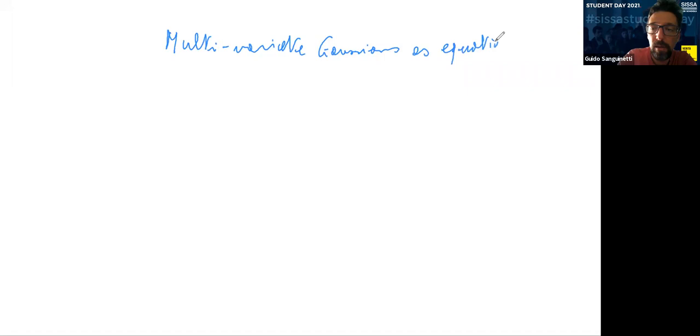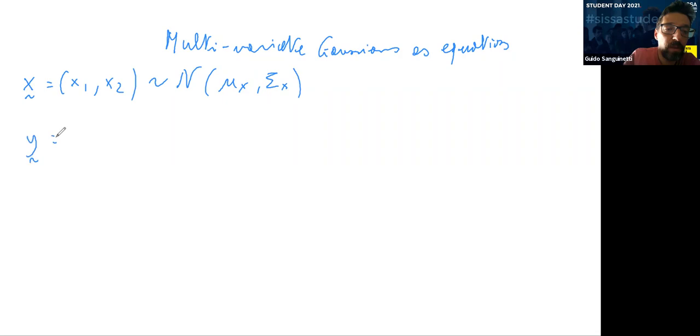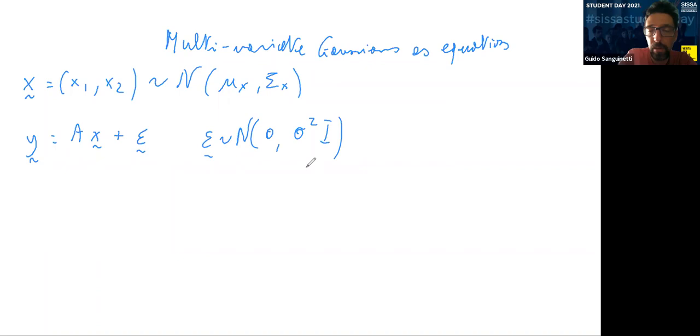I could say, for example, that X might be a two-dimensional Gaussian. And then I could say that Y, for example, is equal to A X plus epsilon. So it's another random variable, Y, conditioned on X, where epsilon is Gaussian. What does it mean to have this equation? It just means I have a random variable X, and I'm observing a linear transformation of X plus noise.